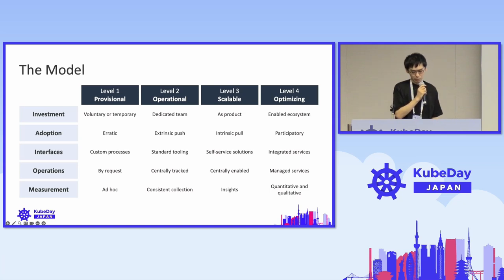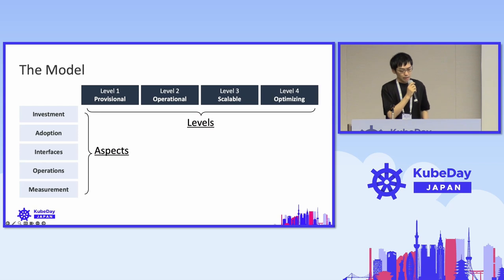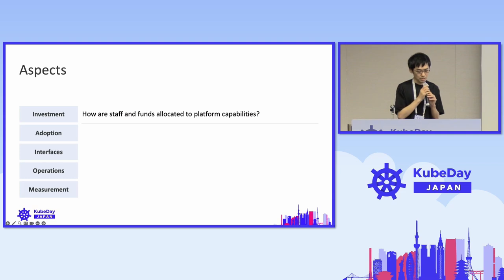The maturity model is represented in a table that includes quite important aspects of the platform, such as investment, adoption, and so on. It represents the maturity levels of each given aspect. The maturity of the platform initiative in your organization is represented by a set of 5 levels for each aspect. Now, let's go through what each aspect means one by one.